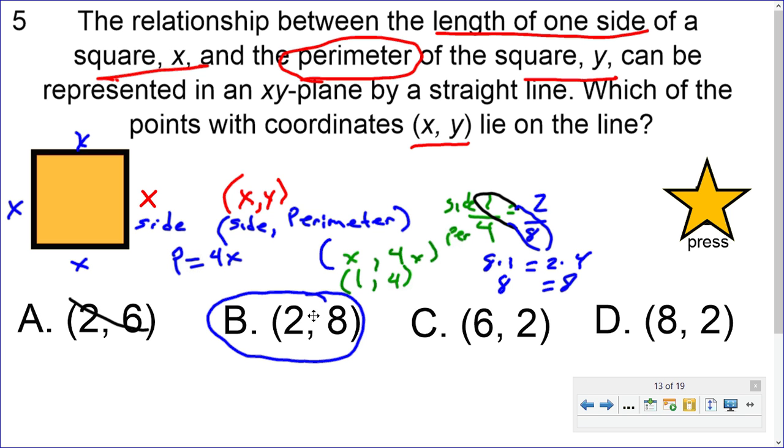Now you notice the point is 2, 8, and it has that same proportional relationship as the perimeter. If the side is 2, the value of the perimeter would be 8. So that's a good way of dealing with this question, looking at the value of the side, comparing it to the relationship of the perimeter. So our answer would be choice B.